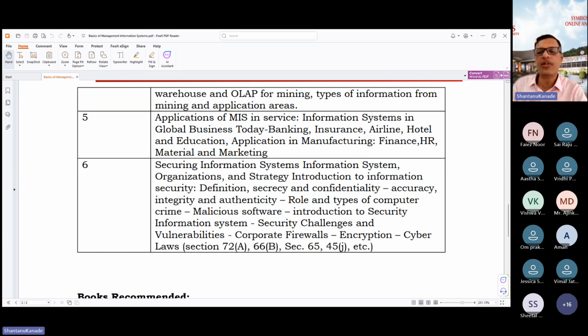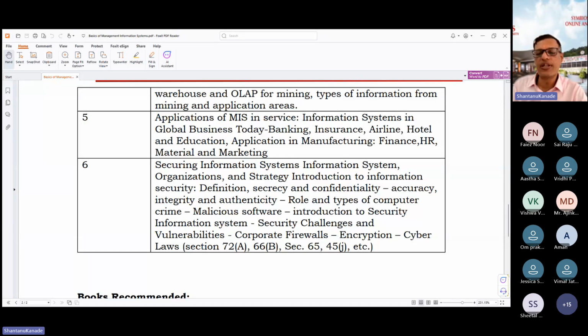Now we need to define the strategy of how information security is to be implemented. We'll learn the definition, secrecy and confidentiality, where accuracy, integrity and authenticity play a major role whenever you are thinking of securing an information system. And types of computer crimes, malicious software. For example, all of you have heard about viruses, computer viruses or malwares. These are different malicious softwares that will affect your organization or your overall information system. We are going to see some examples of malicious software.